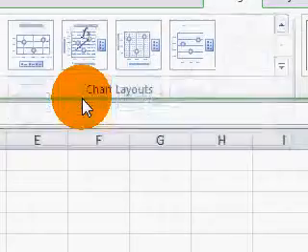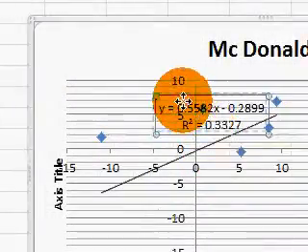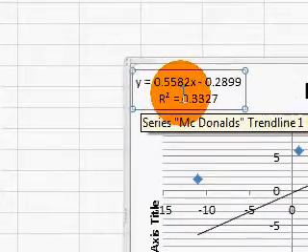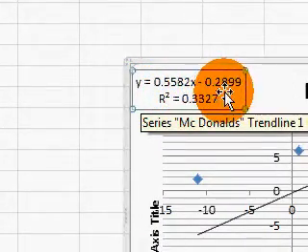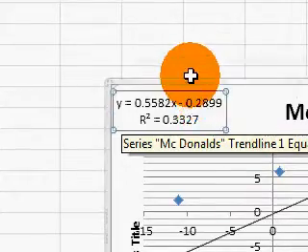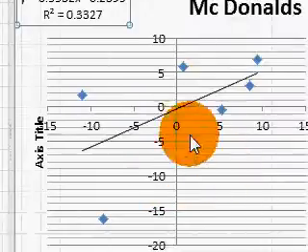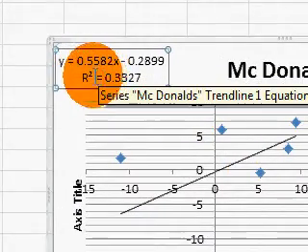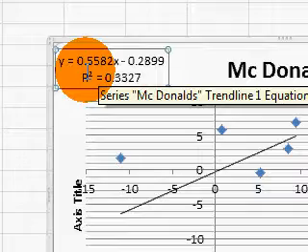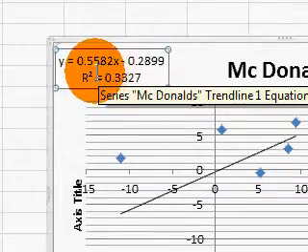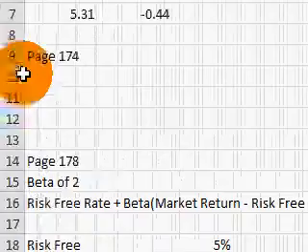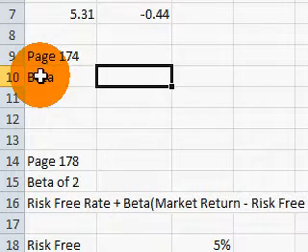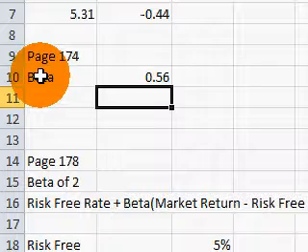If I check that, and I go down the chart again, you'll notice that it gave me the simple linear equation. It says y equals 0.5582x minus 0.2889. That would be our intercept. Not a great R-squared, so not a great relationship between the line of best fit, but nevertheless, you can see that it matches up to our textbook where it says it has a slope of 0.56. They rounded here, so we can say our beta for McDonald's was equal to 0.56.